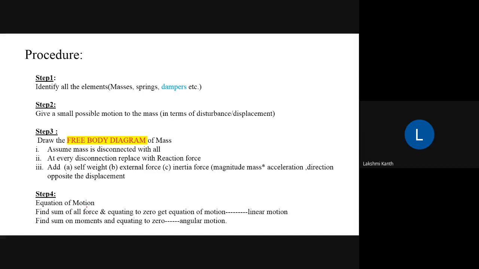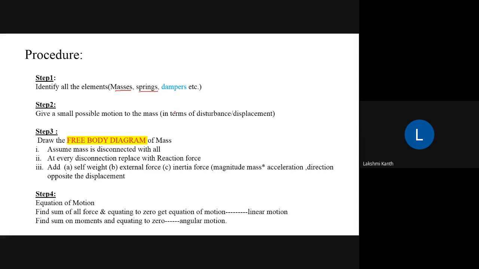So what is the procedure? This procedure, in terms of vibrations, is for 1 degree of freedom systems. Okay, so coming to this procedure, step one: first identify all the elements that are there in the system. Whether the system consists of only masses, only springs, a combination of both masses and springs, or whether it has any dampers like that. Okay, so here, if you observe carefully, I mentioned masses and springs.